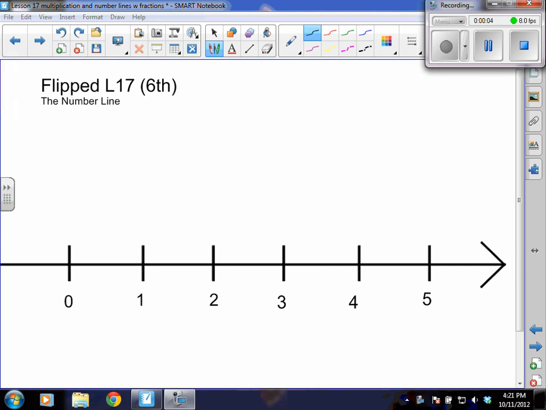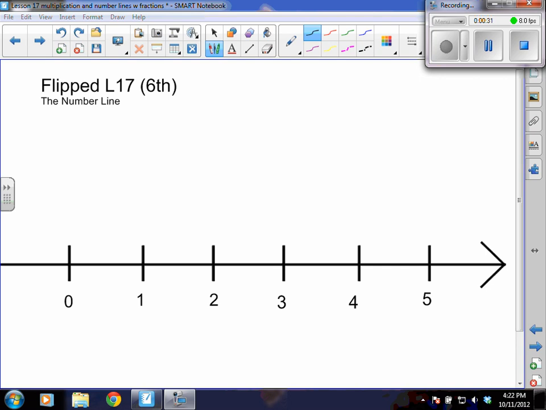Welcome to Flipped Lesson 17, and today we're going to be looking at number lines again. This time we're going to break it down and start understanding how fractions and mixed numbers work into the number line. As we look down at the screen, you can see that there is a very simple number line there in front of you.